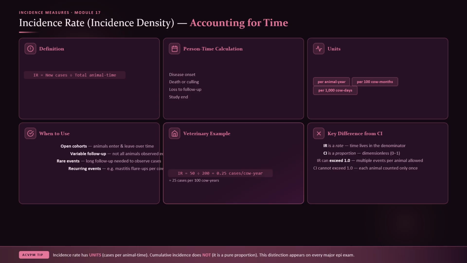Here's an ACVPM exam tip. Incidence rate requires an animal time denominator and is appropriate for open cohorts where animals enter and leave during follow-up. The denominator is not a count of animals. It is the sum of each individual animal's time at risk. Remember, incidence rate is a rate with units. Cumulative incidence, also known as risk, is a dimensionless proportion. Exam questions will test whether you can identify which measure to use based on the study design described.